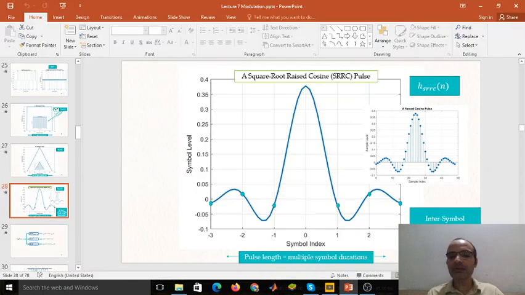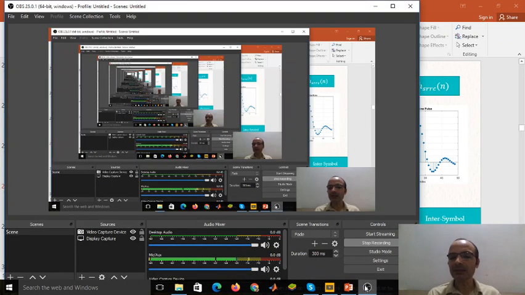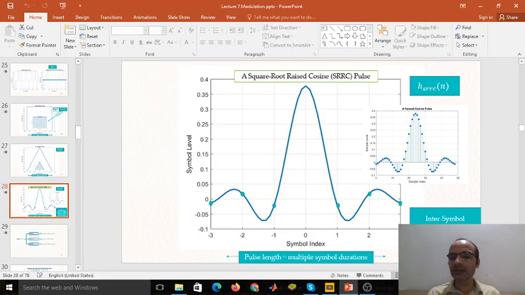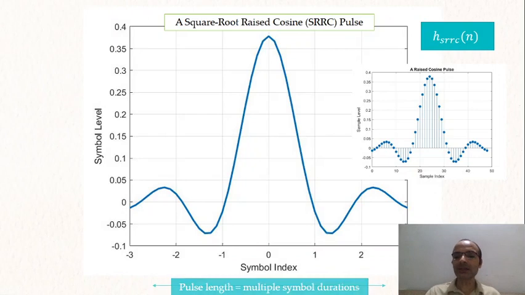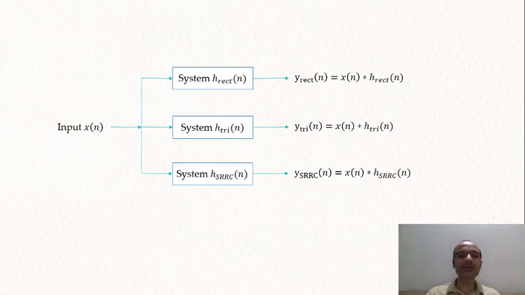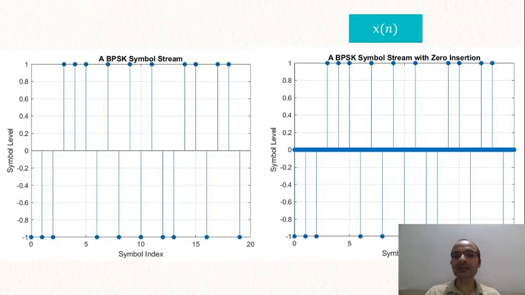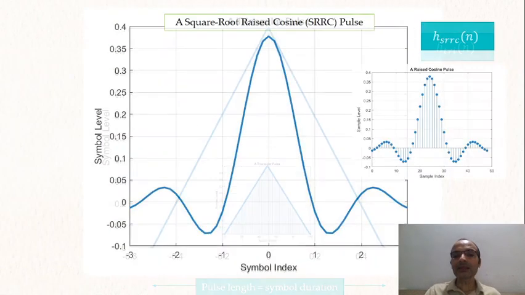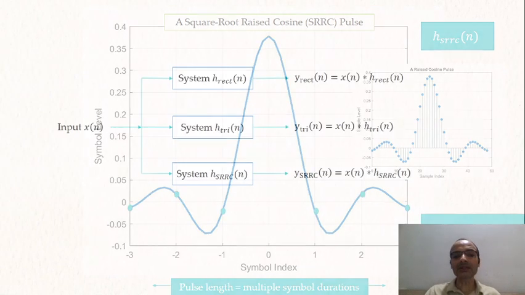So this is where we were when we ended our last lecture video, and so let us continue right forward from here. Now what we are going to do is take our input x of n. Remember, this x of n is the zero inserted BPSK stream. It is not the original BPSK symbol stream. It is the stream that we obtain after we insert zeros in between two samples. And that is our input to the convolution operation.